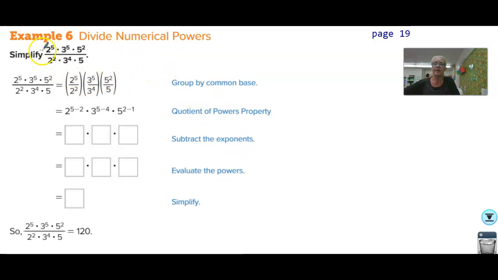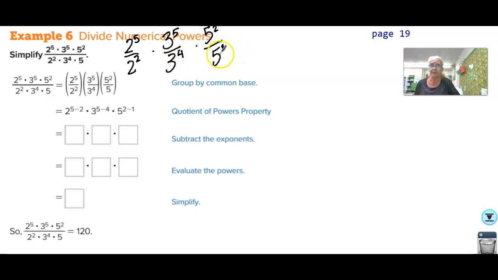Okay. These, you have to look at the bases. Do they have like bases? These don't have like bases. You can't combine those. But we can divide these up. We can do 2 to the 5th over 2 to the 2nd, times 3 to the 5th over 3 to the 4th, times 5 to the 2nd over 5 to the 1, because you know if it doesn't have an exponent, it's a 1. Then you can simplify these each individually, and that's what they're doing here.